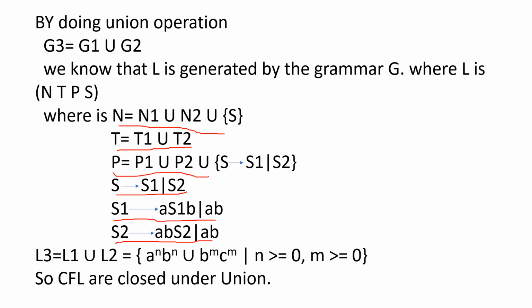And we get the resultant language L3 equal to L1 union L2, that is equal to a power n b power n union b power n c power m, where n is greater than or equal to 0 and m is greater than or equal to 0.